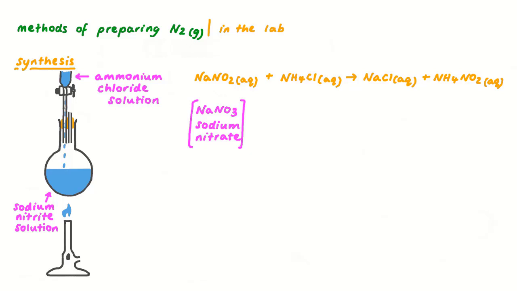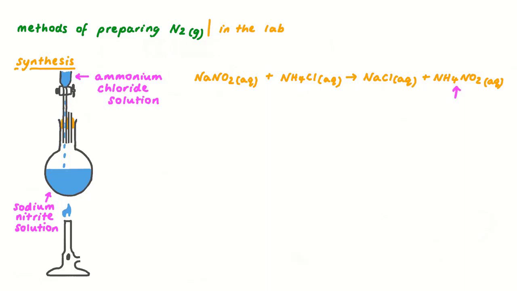The suffix gives an indicator of the number of oxygen atoms. The word ending "ate" is used for the ion with the larger number of oxygen atoms, and the word ending "ite" is used for the ion with fewer oxygen atoms. The reaction of aqueous sodium nitrite with aqueous ammonium chloride produces sodium chloride and ammonium nitrite.